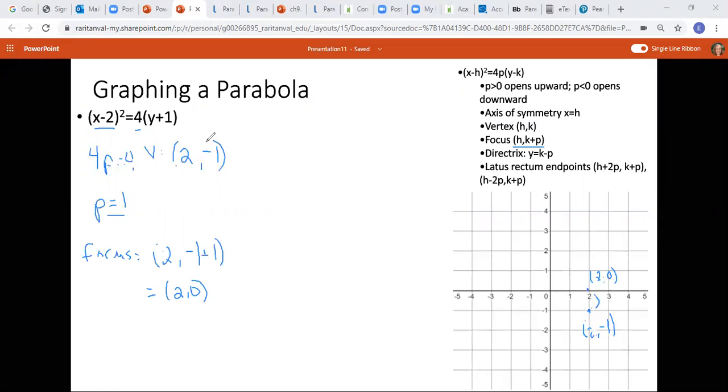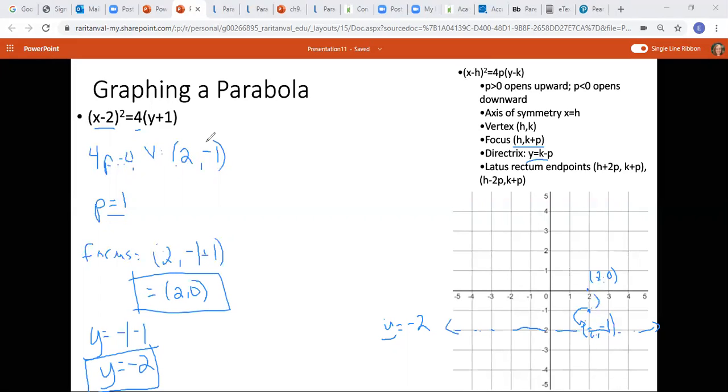Okay? Our directrix, we're going to go down 1. So we're going to go to this line here, which is our directrix. So we go down 1 to get to our directrix. So this is our y = -2 line. If we want to do that algebraically, we have y = k minus p. We said k was -1, minus p, minus 1, or y = -2. This is our directrix. Okay, this is our focus.